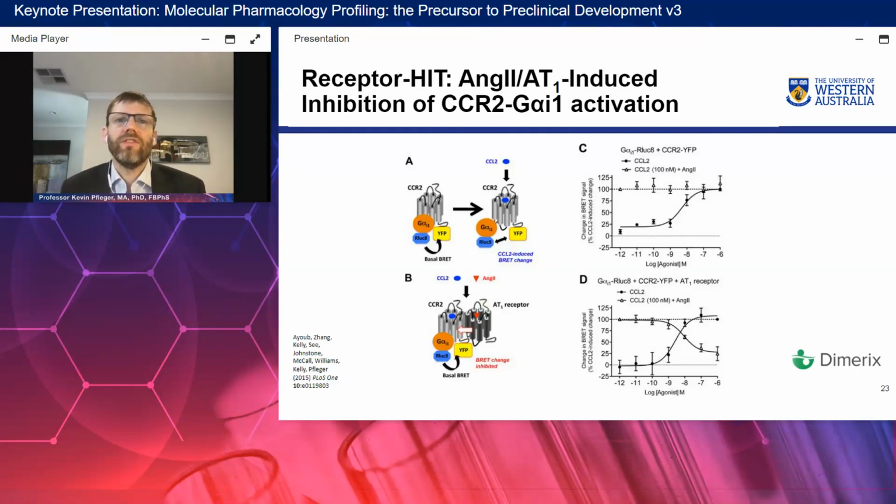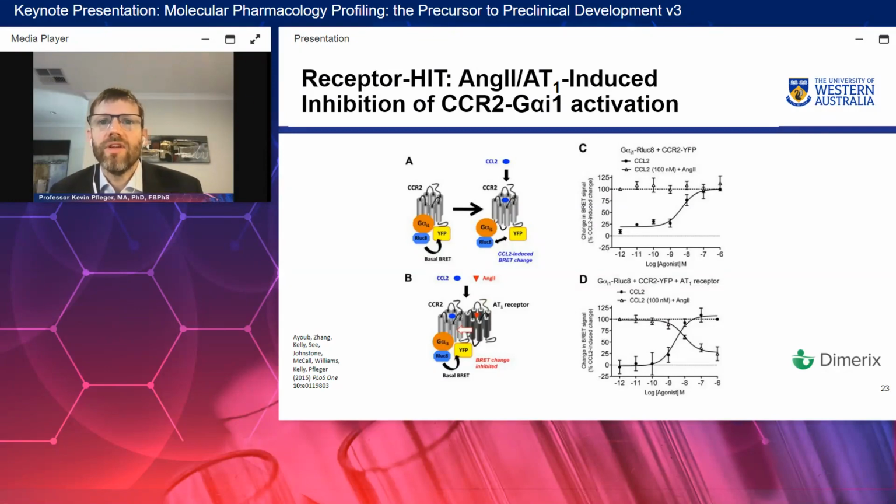Just to illustrate some of these data, and this is data that underpins the DMX200 that is now being translated by Dimerix and is in phase 3 clinical trials for chronic kidney disease, focal segmental glomerulosclerosis, and also COVID-19. So here we have the CCR2 receptor. We have a change in the proximity of the donor and acceptor when you have activation of this receptor, which changes the proximity to the G alpha I.